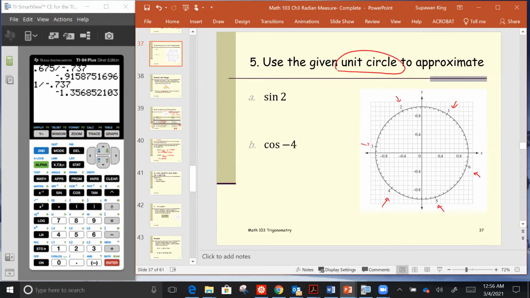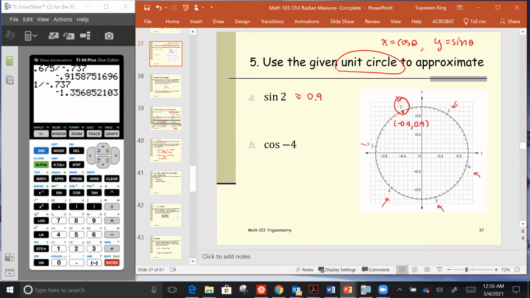In the unit circle, the x is the cosine of an angle, and the y is the sine of an angle. For sine of 2, or an angle of 2, the coordinate at the angle 2 is about negative 0.4, comma 0.9. The sine of 2, which is the y value, is about 0.9.